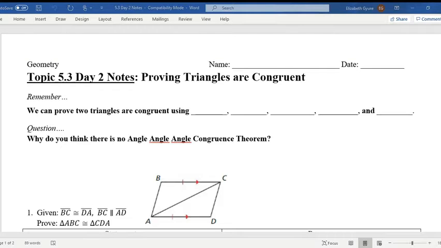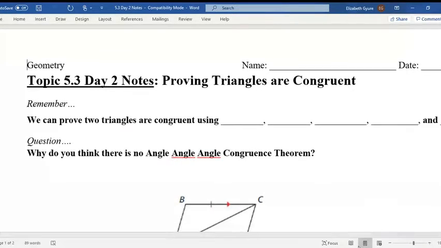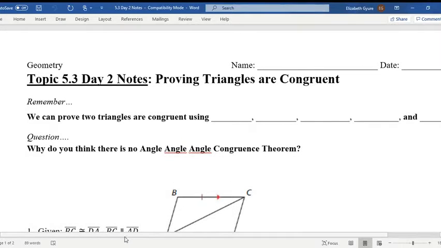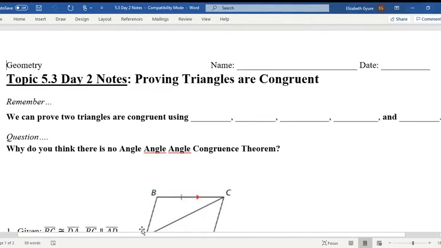First thing is let's kind of remind ourselves how we can prove triangles are congruent. It might be helpful for you to have your day one notes out for this. But who remembers what are some ways to prove triangles are congruent? We learned some theorems. Anyone remember what one of those is?